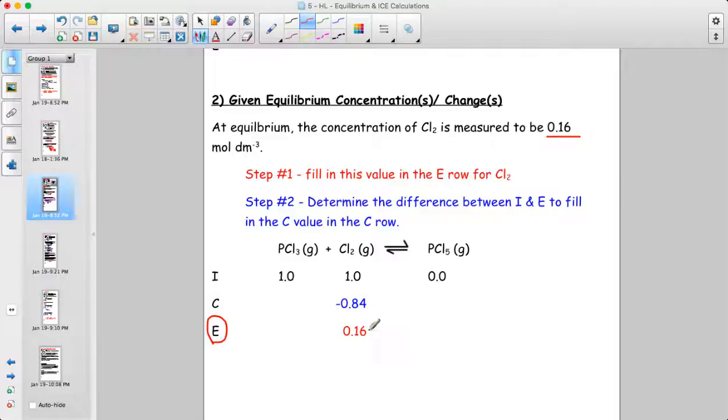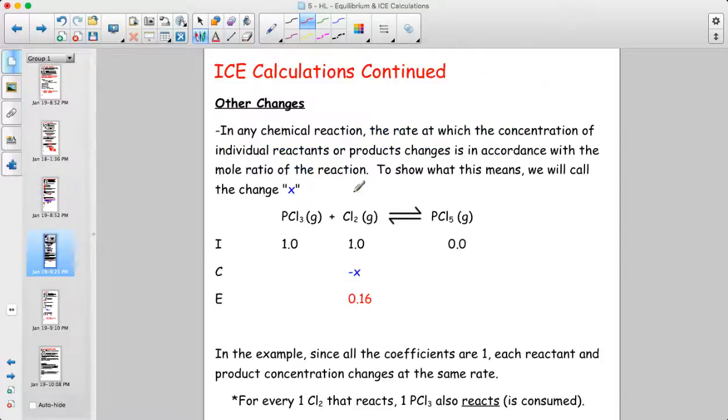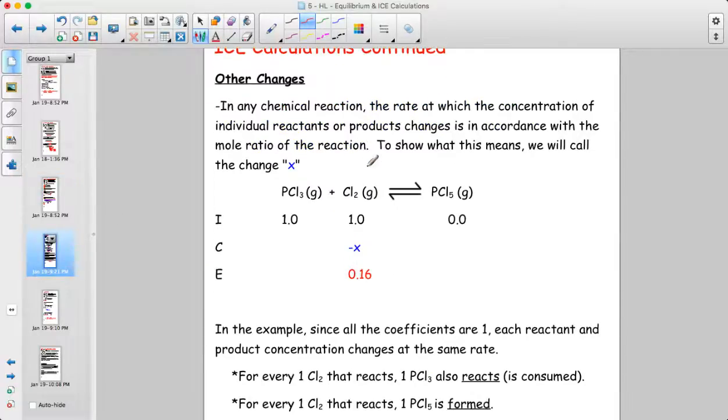And based on that, I can figure out what C is. C is the change. And so if I started at 1 and I'm ending at 0.16, then the difference is the change. So the concentration of Cl2 has gone down from where it started to where it is at equilibrium by 0.84 molar. Okay, well from that we can figure out what the other changes are.